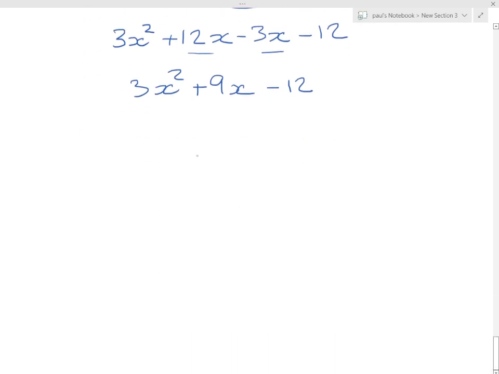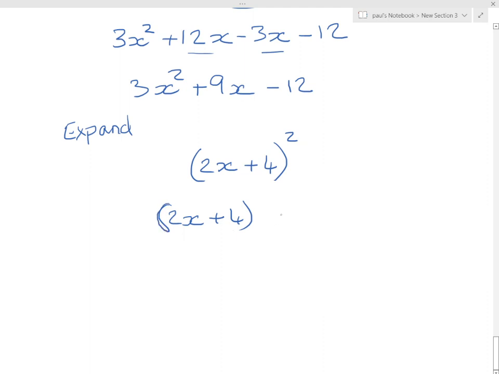Last little bit to mention is sometimes you will be presented with this, and you've got a square, and it will just say, oh, I wouldn't say factorize, it would just say not solve, just expand. It won't wrap it up in a big question, just expand. So what you need to do with this, because it's everything squared, is rewrite this twice, because it's this times itself, so it's actually squared.